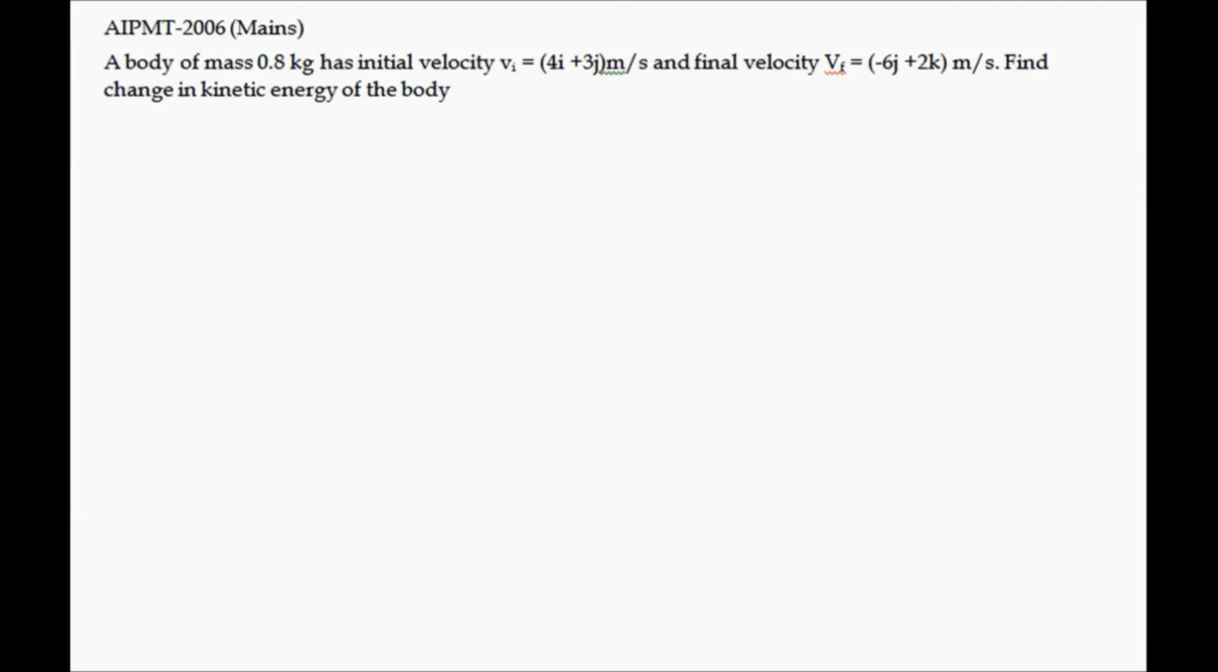Now this is the second problem from AIPMT 2006 mains. A body of mass 0.8 kg has the initial velocity vi equal to 4i plus 3j meter per second, and final velocity is equal to minus 6j plus 2k meter per second. Find the change in kinetic energy. So it's clear that the change in kinetic energy is equal to half mv square minus half mu square.